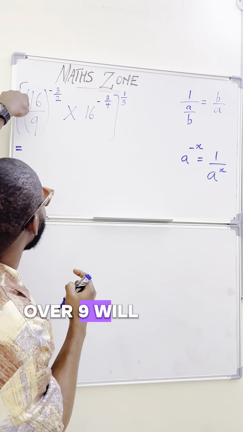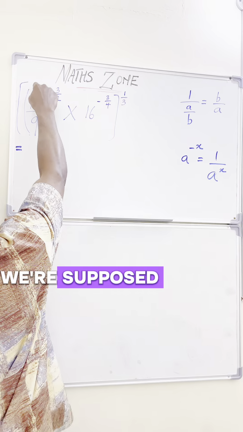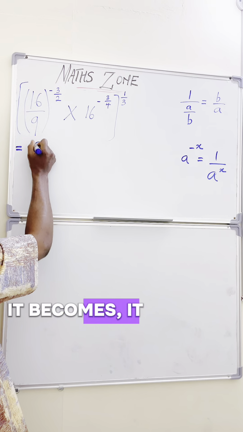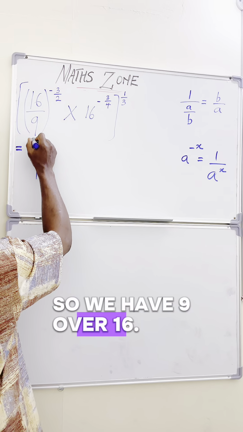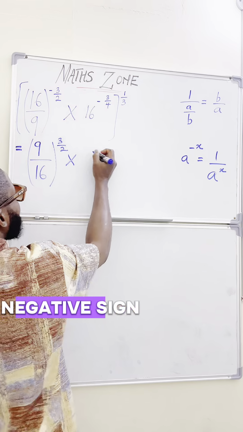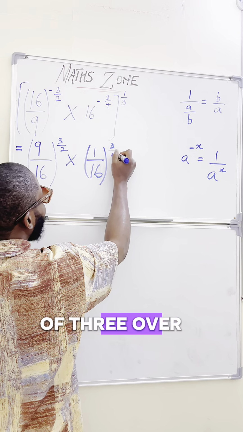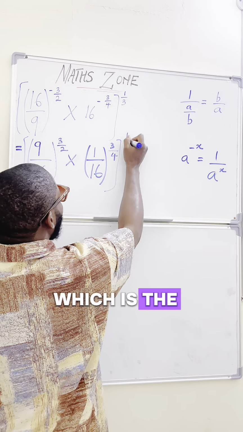That means 1 over 16 over 9 will become 9 over 16. Now, this negative sign becomes 1 over. So we're supposed to have 1 over 16 over 9, but that will become 9 over 16. So we have 9 over 16 raised to the power of, this negative sign has been eliminated, 3 over 2, multiplied by, this negative sign will also become 1 over 16. Do not forget to have it raised to the power of 3 over 4. Then do not forget the big bracket raised to the power of 1 over 3.